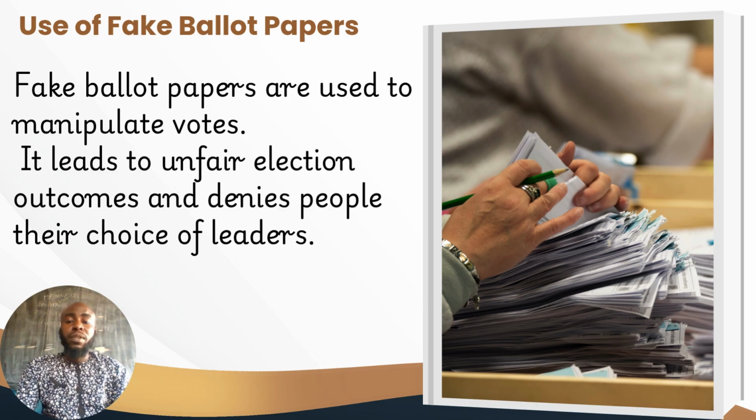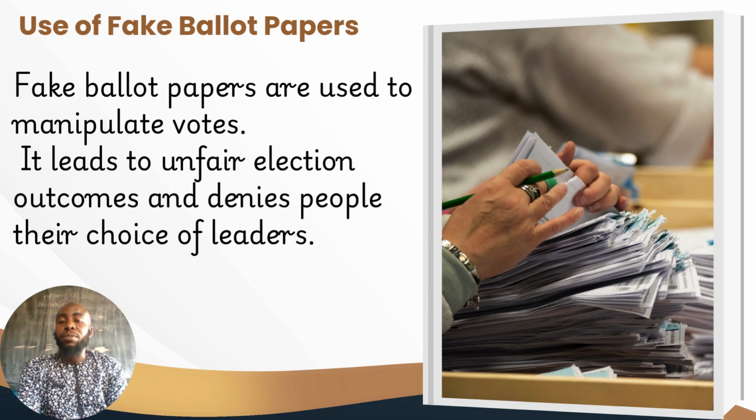Now, one of the forms of electoral malpractice is the use of fake ballot papers. Ballot papers are papers that have the logos of all political parties that have been registered by INEC. Now, some people use fake ballot papers, papers that are not given by INEC, papers that have not been produced by INEC. People use them to manipulate votes, and this leads to unfair outcomes and denies people the choice of leaders.